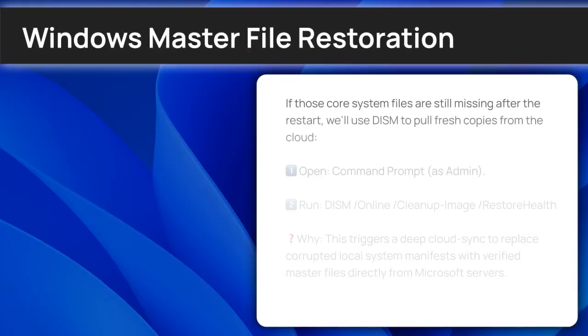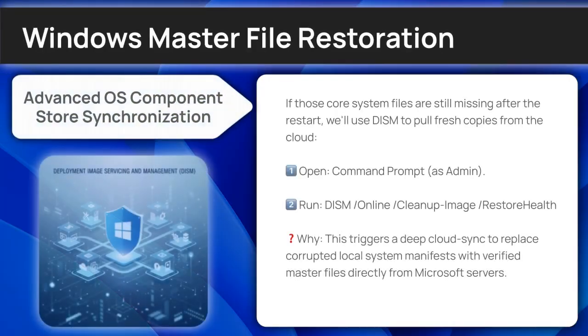If the previous steps didn't work, there's one more action we can take to stabilize the environment. Please pause the video if you need to back up your data before we proceed. If those core system files are still missing after the restart, we'll use DISM to pull fresh copies from the cloud. First, open Command Prompt as admin. Second, you're going to type DISM /online /cleanup-image /restorehealth, then hit enter.